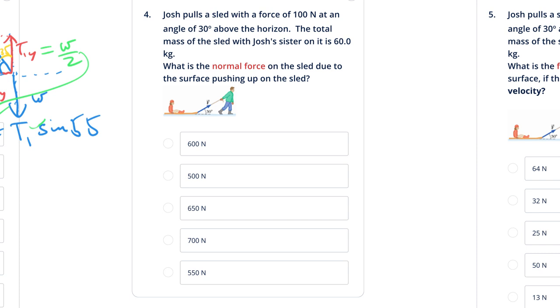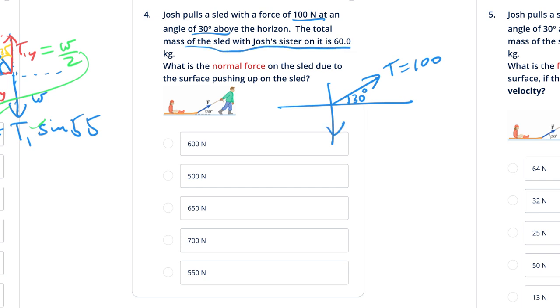So we got, let's draw a free body diagram. Okay, so there's that force. Pulls it with a tension of 100 newtons in the string, in the cord. Then 30 degrees above horizon, so that's from the x-axis, so that's good. Okay, so the total mass with the girl on it is 60 kilograms, but I want the weight. So that'd be what? 60 times 10, you can do that. So we have that. What is normal force? Normal force is pointing up.